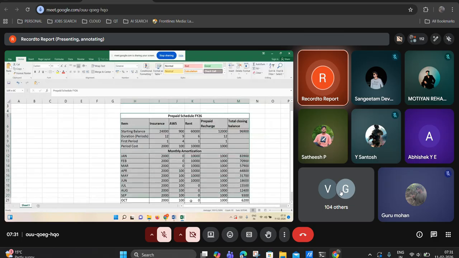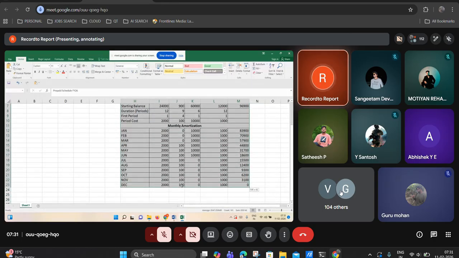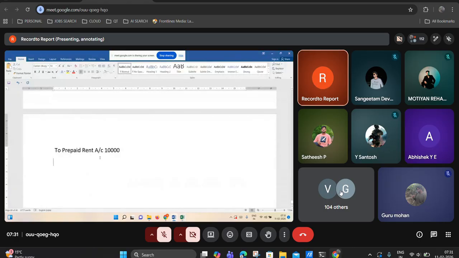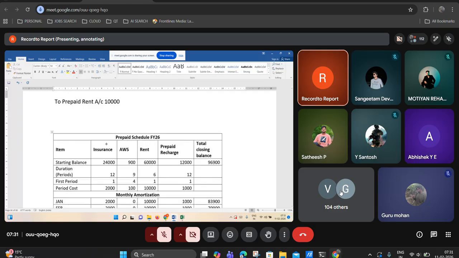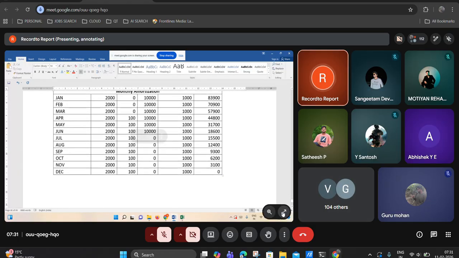So how to record this transaction? Let's see in a detailed way, guys. Are there any doubts in the schedule preparation? How to prepare the schedule? Any doubts? Okay, fine.